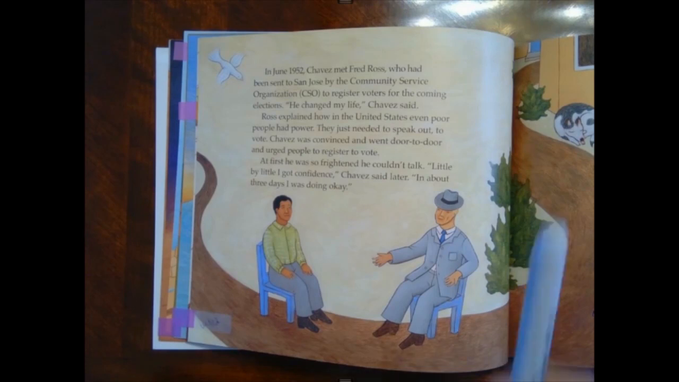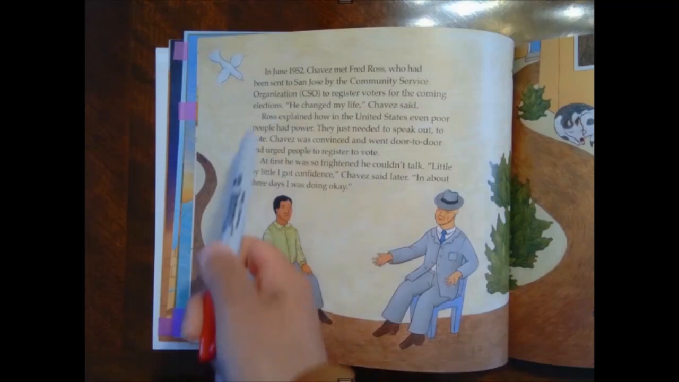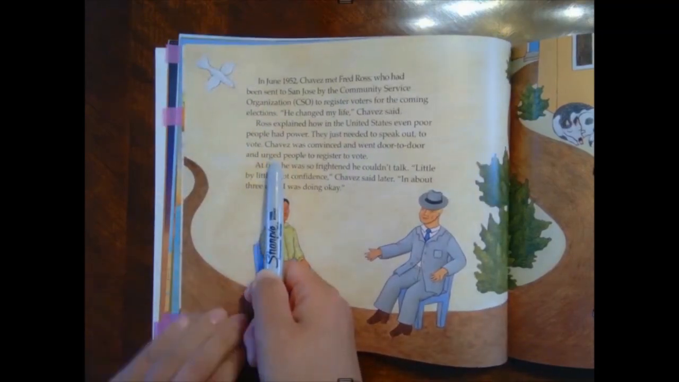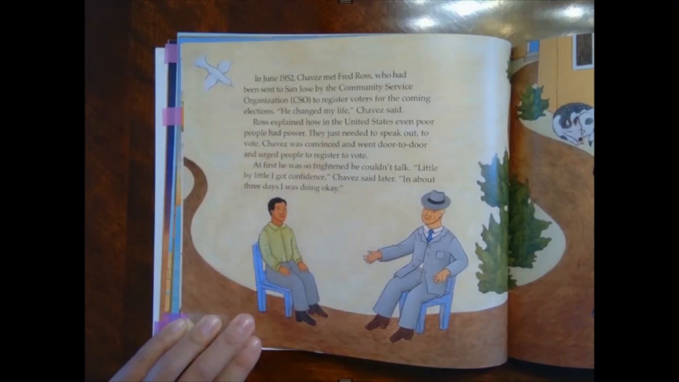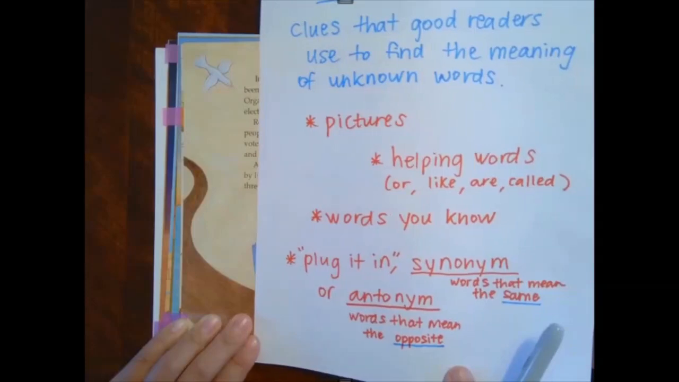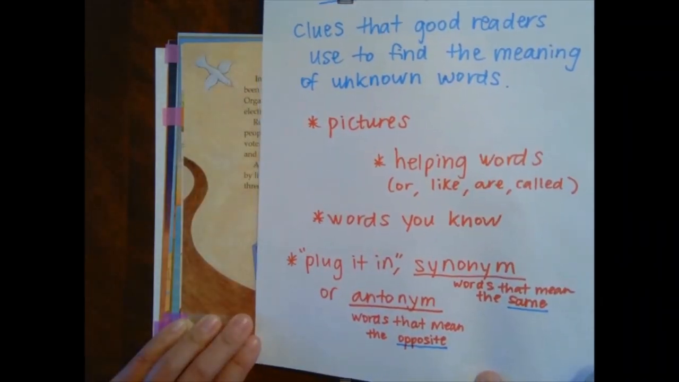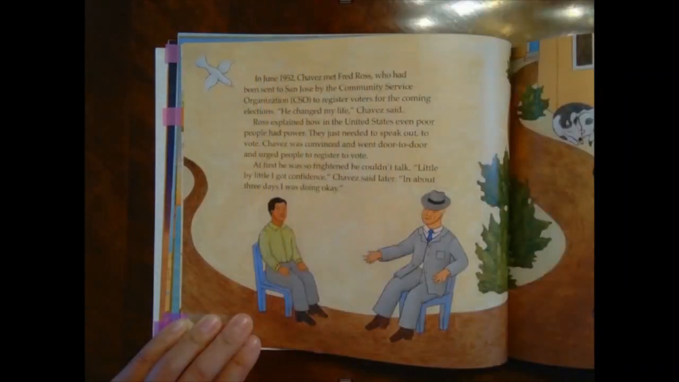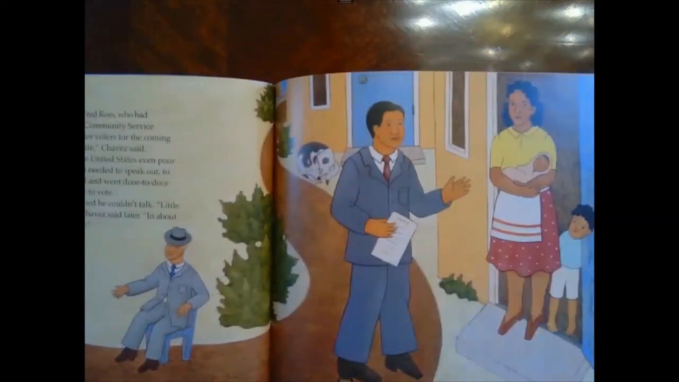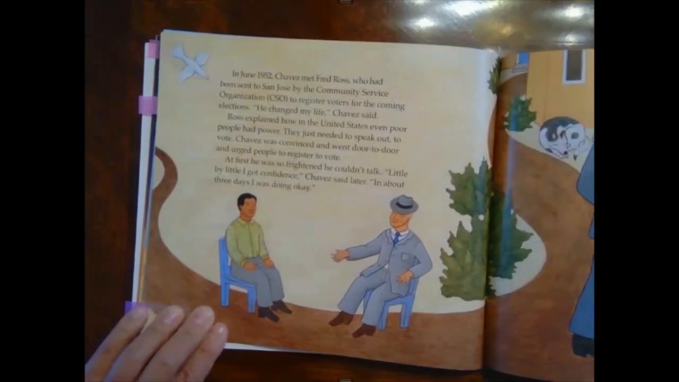I see a word here. There might be a few words you're not sure of. That's okay. But I'm going to look over here and I see the word urged. Let's look at some of those context clues, remember? See if there's any pictures or helping words or words we know to try and plug it in to find a different word. So I see that he's talking to a bunch of different families and people.